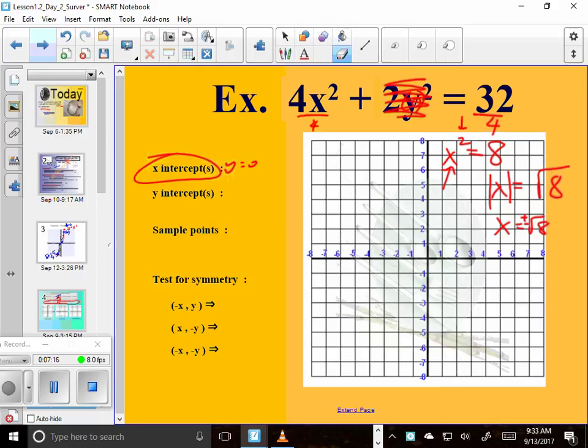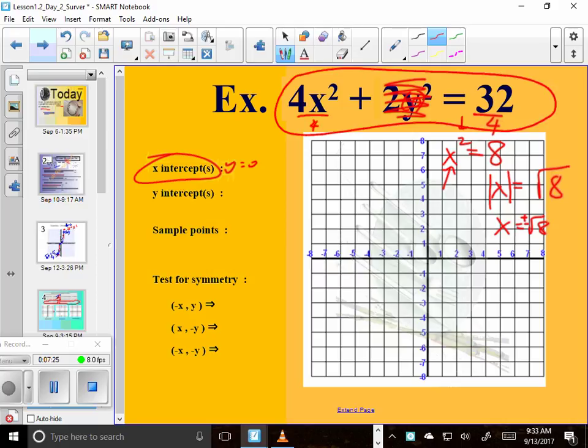Mr. Server, what did you just figure out? I figured out that it has 2 x-intercepts. 2 x-intercepts of this graph right here are at positive square root of 8 and negative square root of 8. Whew, that's not even on the graph. I mean, they're not nice numbers. Well, square root of 8 is pretty close to the square root of 9, right? Square root of 9 would be 3. So it's a little bit less than 3. So it's like here and here.